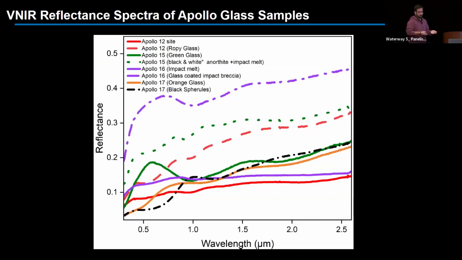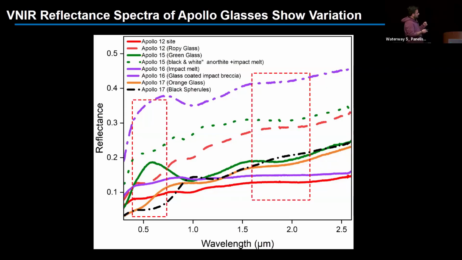So to compare with the Apollo glasses, we have extracted all the possible Apollo glass spectra from the RELAB database. And you can see here that Apollo 12, 15, and 16 are mostly impact melt, but Apollo 17, the orange one and the black one, are the actual glasses with some mixture. So most of the analysis was focused on all the glasses, but we will specifically focus on the Apollo 17 glasses. Here you can see the 1 micron band, the peak, which is similar to our synthetic glasses, and the 1 micron band is here with a broad, almost no 2 micron band.